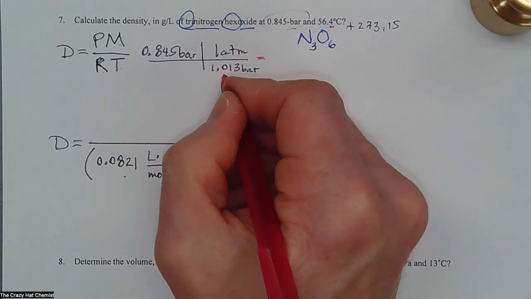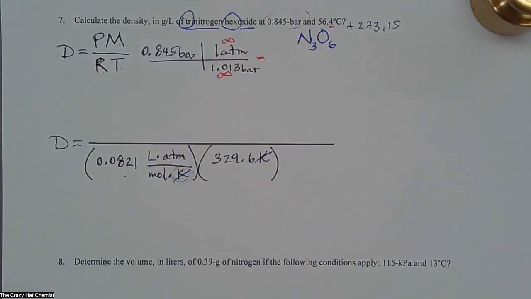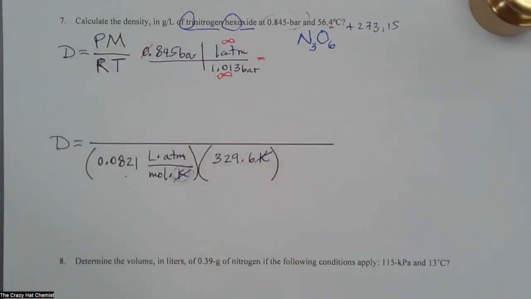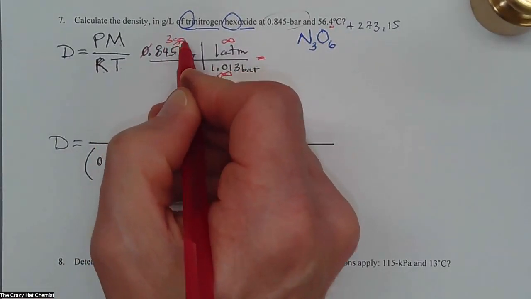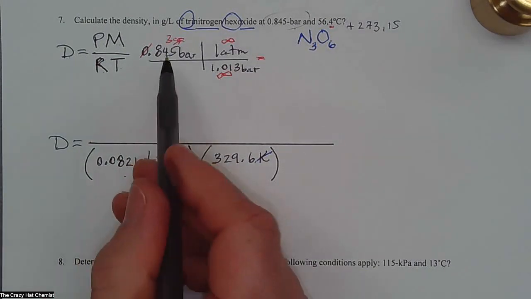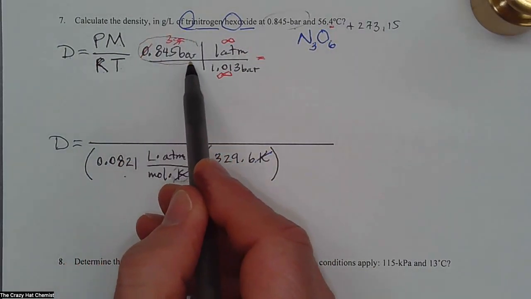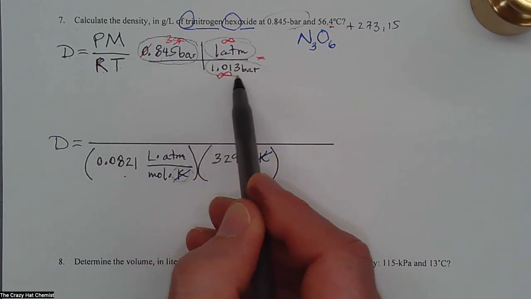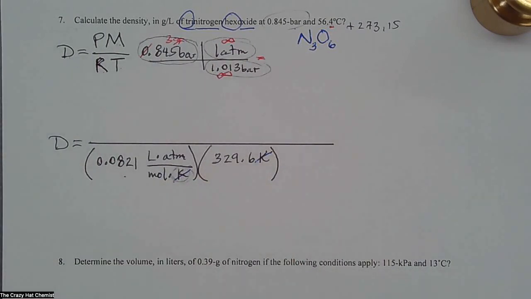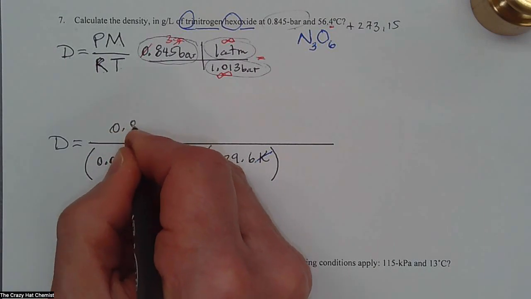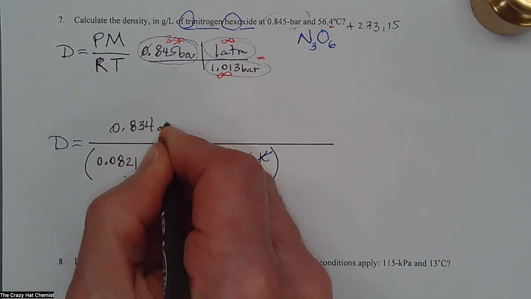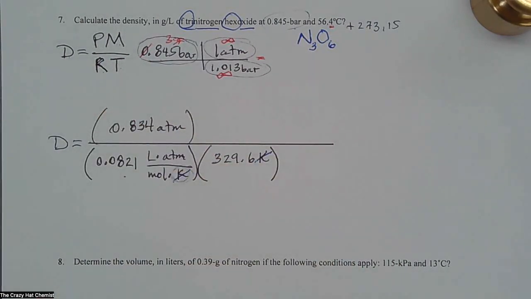Okay, and this has an infinite number of significant figures, because both of those are definitions. Leading zeros don't count, and this has 3 significant figures. So this answer here with 3 significant figures, I'm going to say 0.845 times 1 divided by 1.013. And I'm going to get 0.834 ATM. Notice that the number really has not changed a whole lot, but it has changed just a little bit, because you should see that this is 1 and that's 1.013. The numbers are very, very similar, very close to each other.